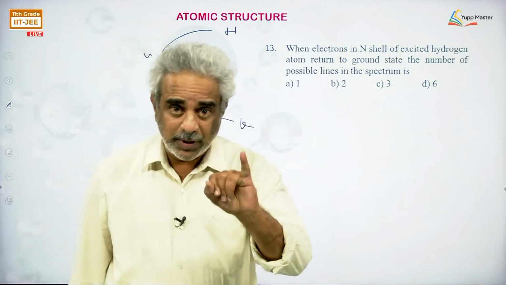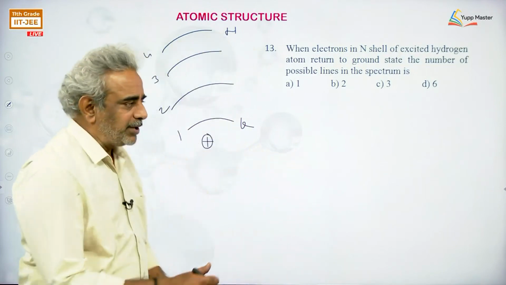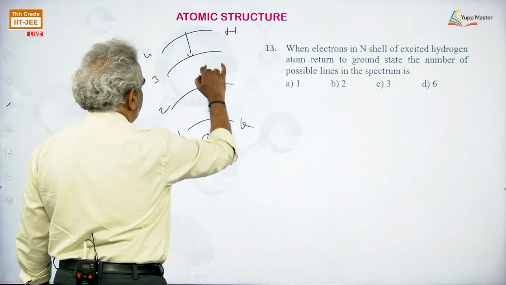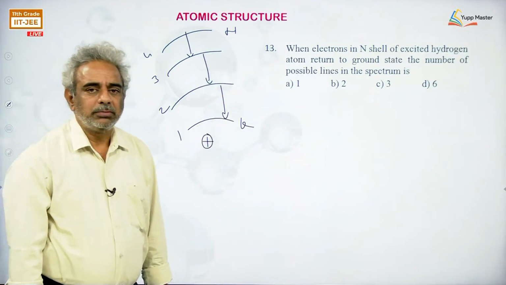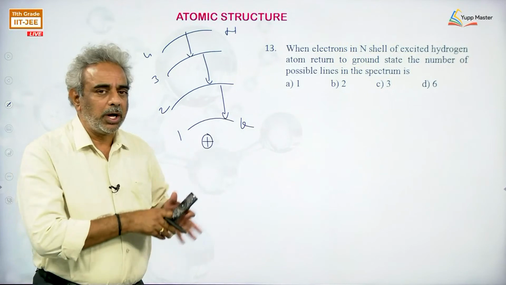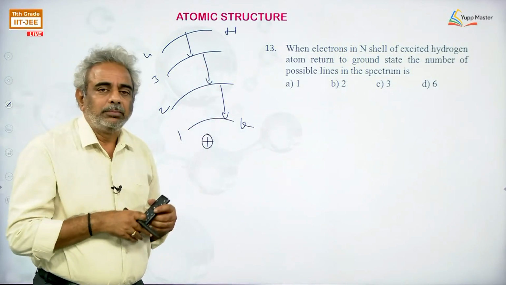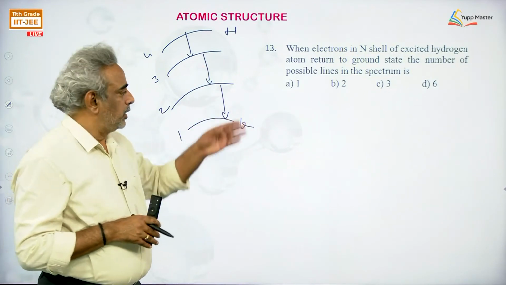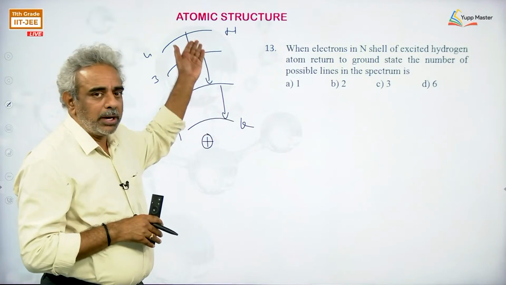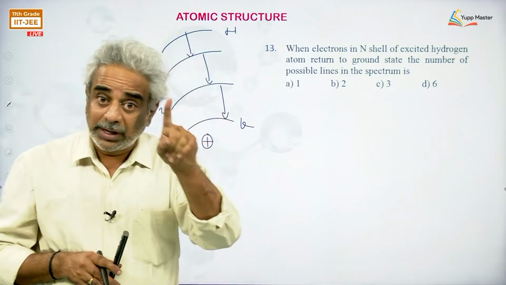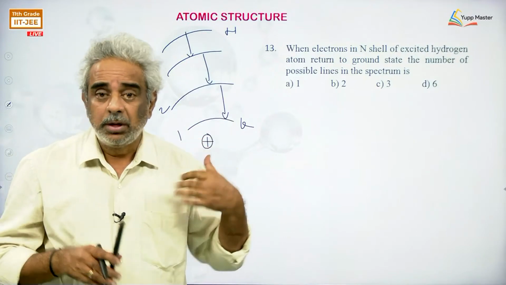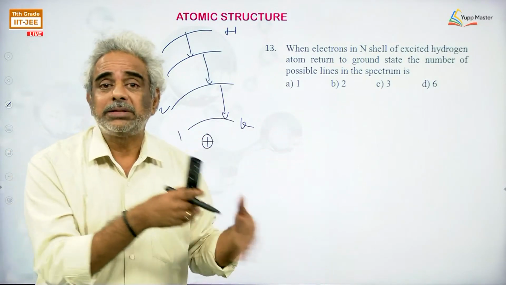So, that electron may jump stepwise. Case 1, stepwise. If it jumps stepwise, how many photons are coming? 3 photons. So, you will get 3 spectral lines because their wavelengths are not the same. And you will get a Lyman line, a Balmer line, and a Paschen line. 3 are possible in case 1, if it happens like this.